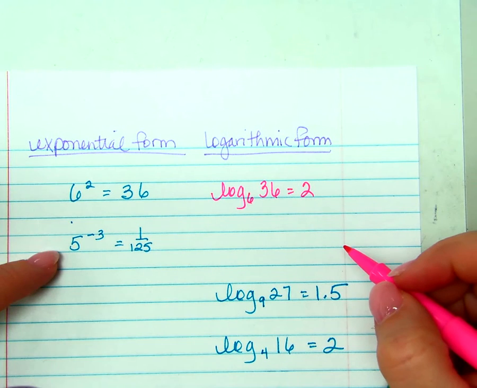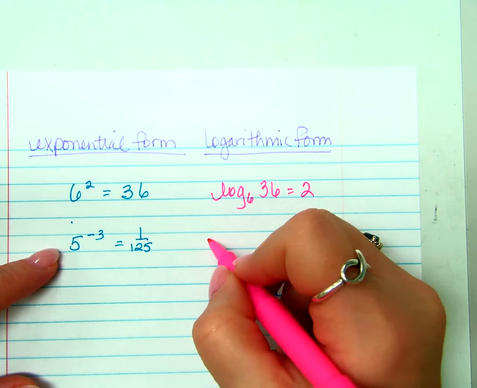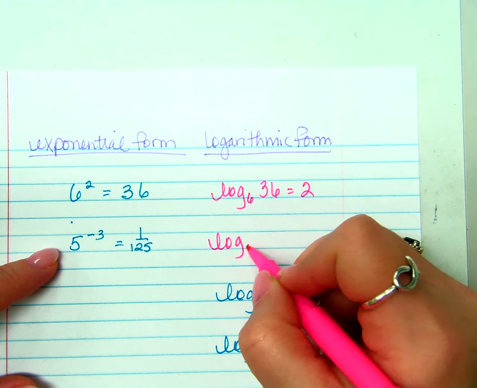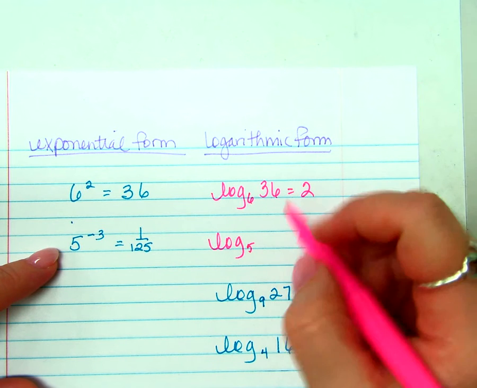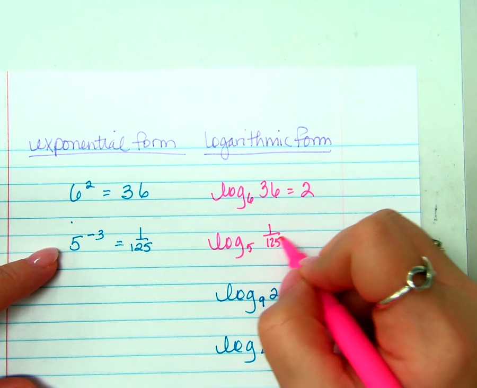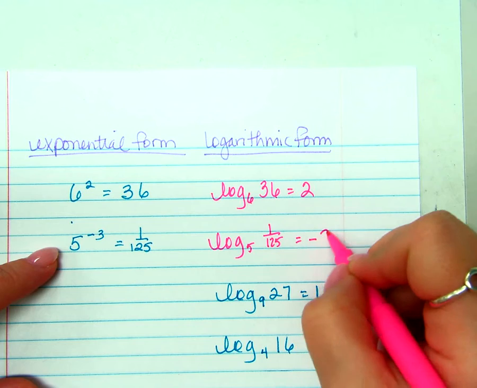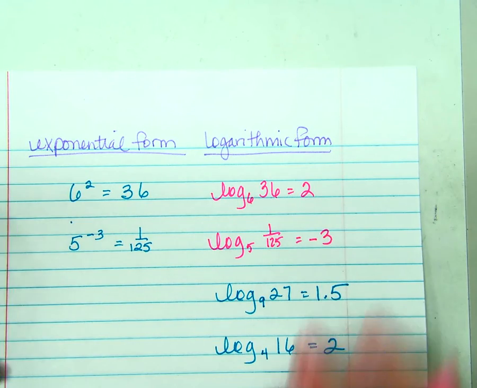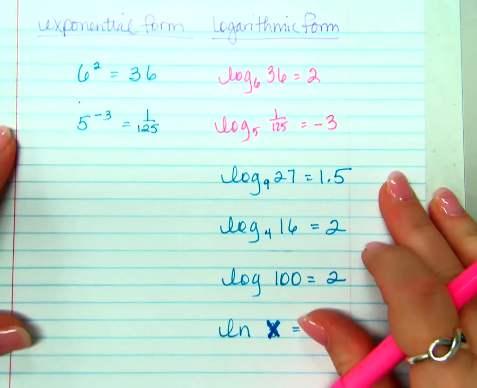Very good. What about this one? Log base 5 of 1 over 125 equals negative 3. Good. Can you go the other way? Okay, let's go the other way.